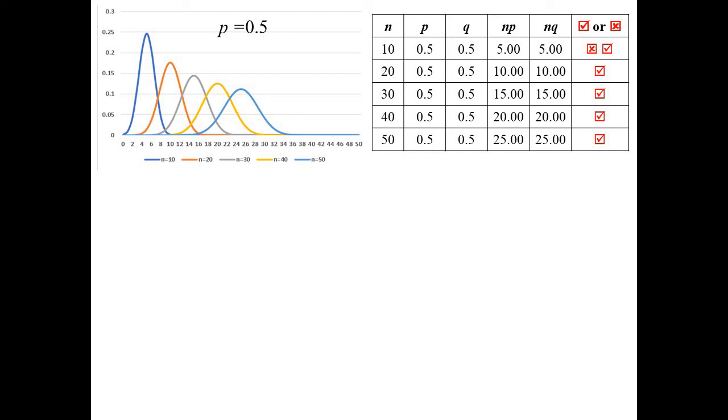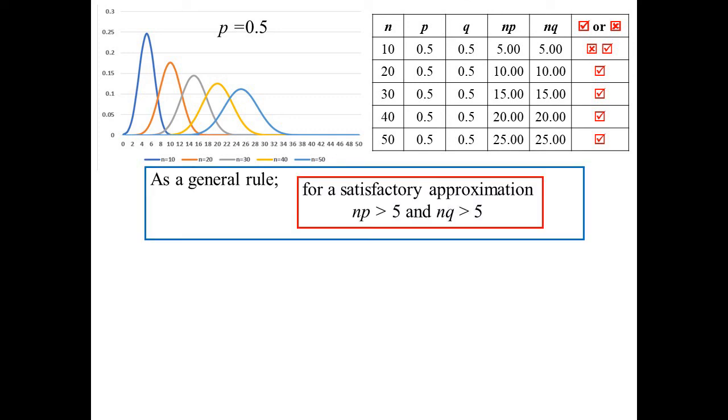Now, we don't want to draw them every single time. This is why I put in the NP and the NQ column, because I'm looking for what all the ticks had. And so as a general rule, I'm just looking for this: if NP is greater than 5 and NQ is greater than 5. So you can see with this one, 10, it was bang on 5, and that's where I'm going, yeah, it's close. And I think as soon as both of those get over 5, then I'm happy. Just a general guide there of when we go, yeah, okay, we could do a normal approximation here.